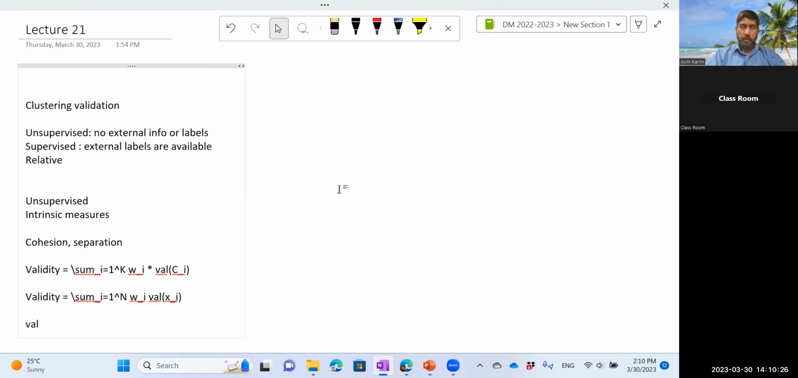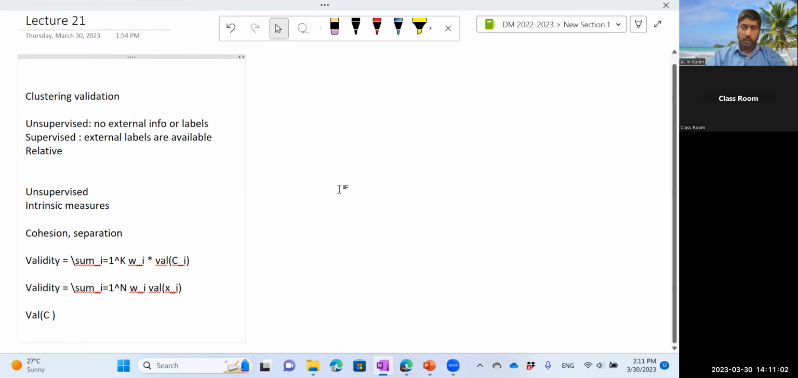Okay. So what are some of the validity measures for clusters? Okay. So as I said, we can have cohesion based and we can have separation based, and depending on the type of the cluster, they could be prototype based or density based or graph based. You can have different measures. So I'll just discuss one or two measures.